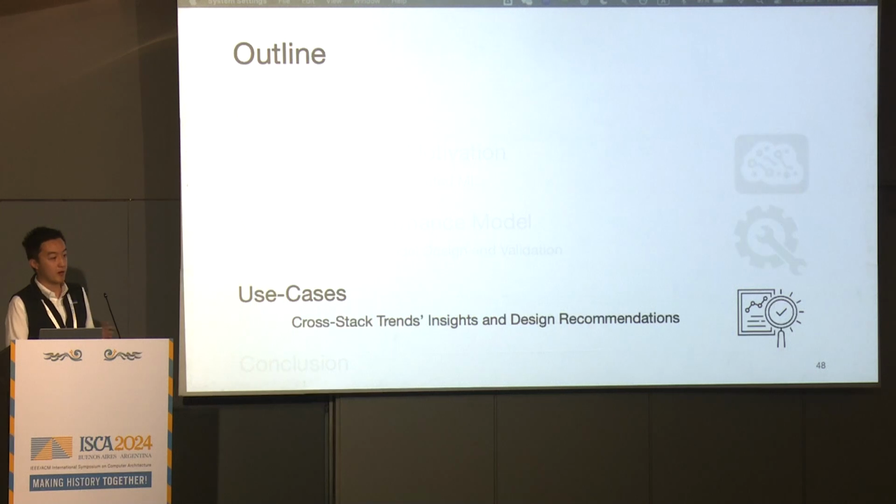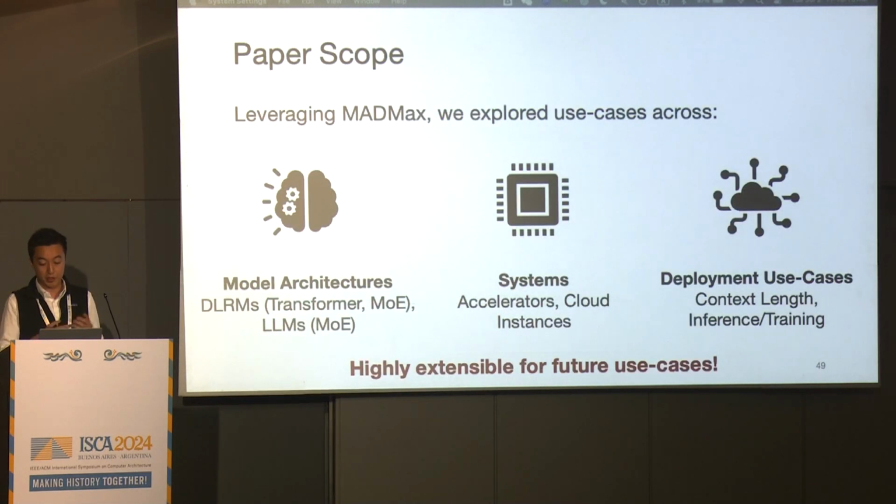So now that we've gone over what MadMax looks like and some of the highlights of validation that we've done, I'd like to go over some of the use cases of MadMax. So in the paper, we look at a bunch of use cases across model architectures, systems, and deployment scenarios. We believe that these insights demonstrate how extensible MadMax can be. In the interest of time, we will go over 3 case studies today.